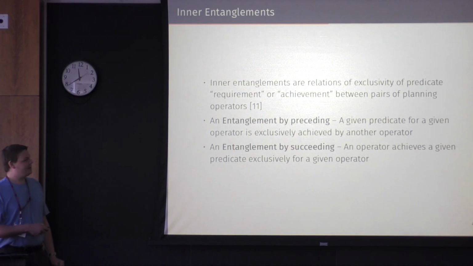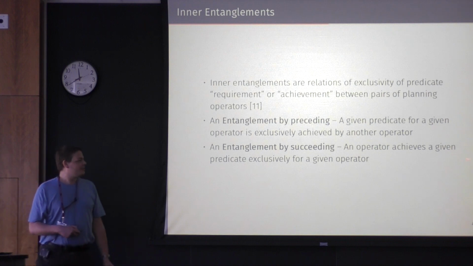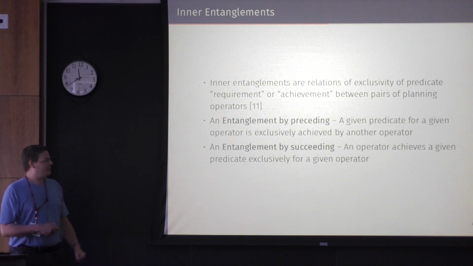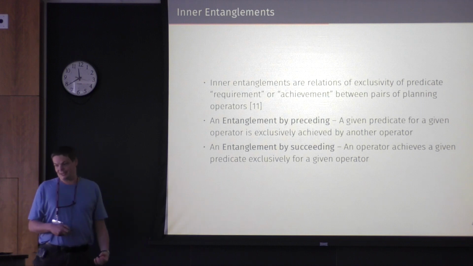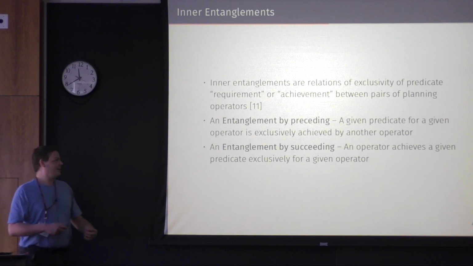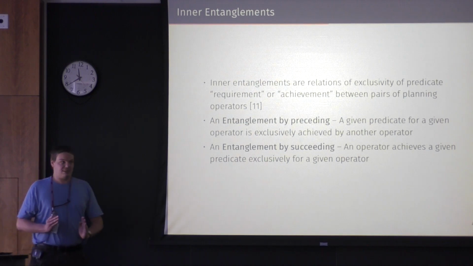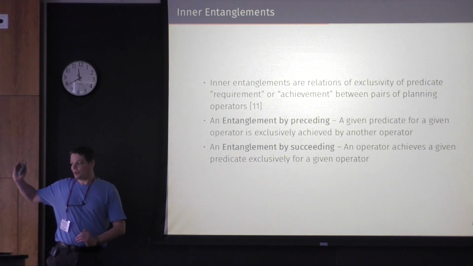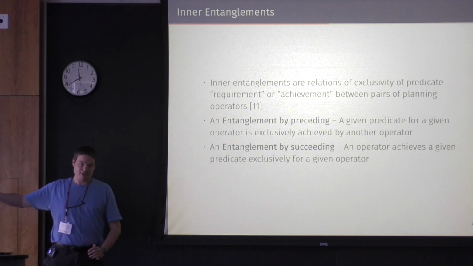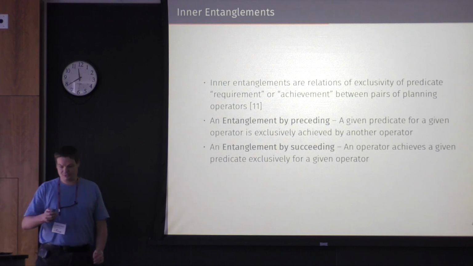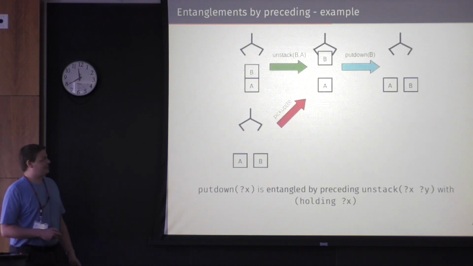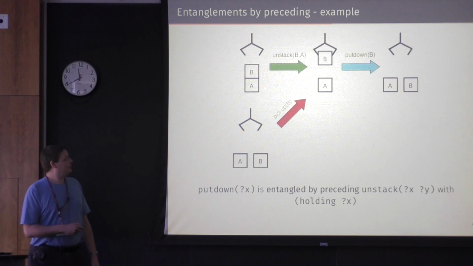And similarly, entanglement by succeeding. So we have an operator that achieves a given predicate exclusively for another operator. Which means that if that operator is achieving a predicate, it's always for that given operator and not for someone else. So we can see it on this example.